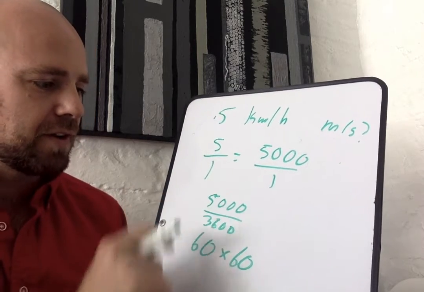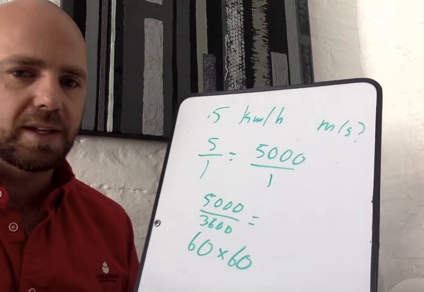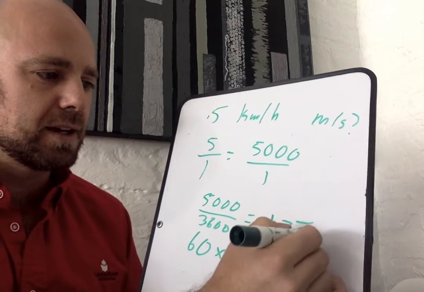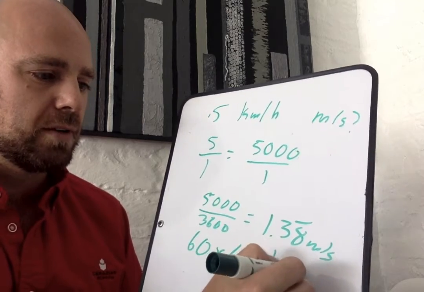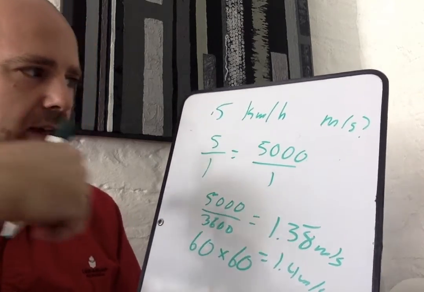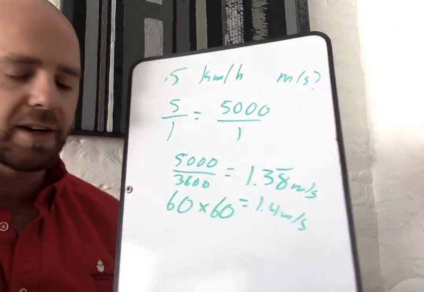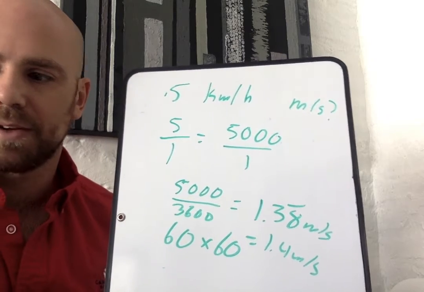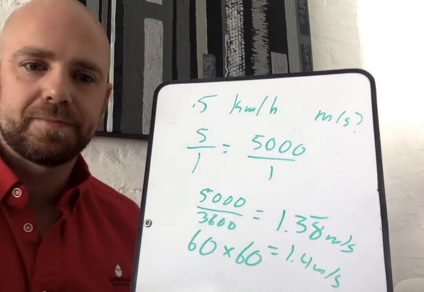So I'm going to go 5,000 divided by 3,600, and that's going to give me a speed of 1.38 repeating meters per second, which I could say about 1.4 meters per second. So if you're walking at 5 kilometers an hour, you're actually covering 1.4 meters every second. All right. The next one.